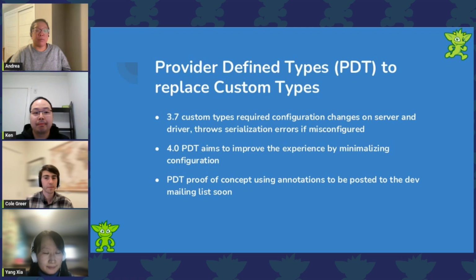So for TinkerPop 4, we want to improve this experience by replacing custom types with what we call provider-defined types. With provider-defined types, we are looking to support customized types with minimal configuration. The intent is for PDTs to be serialized as a map of fields and values, and the driver will be able to detect a PDT in the server response and deserialize the data into a map of key-value pairs without any additional configuration. An annotation-based POC of the concept will be posted to the dev mailing list in the near future. And now I'm going to hand it off to Yang.